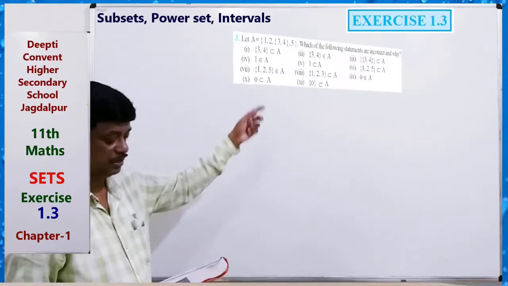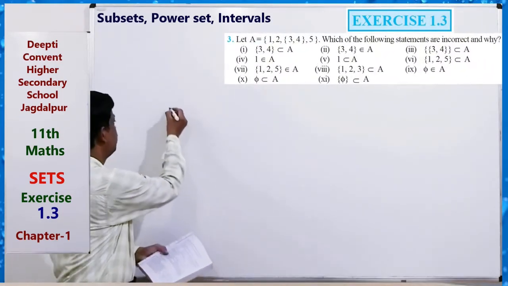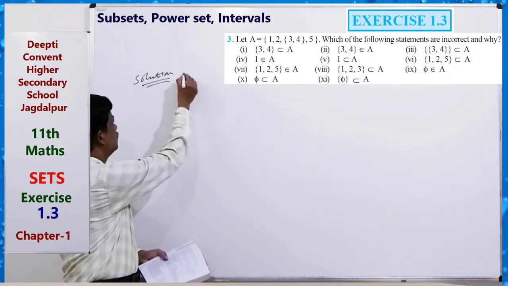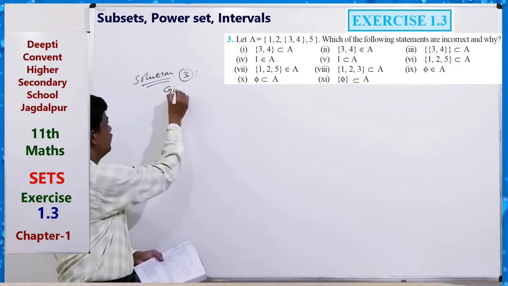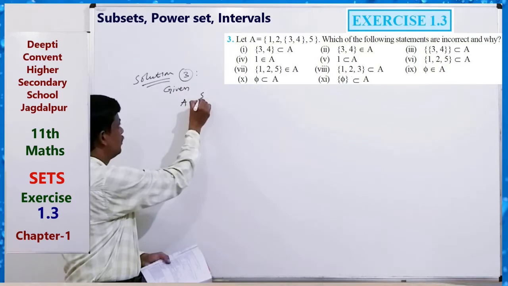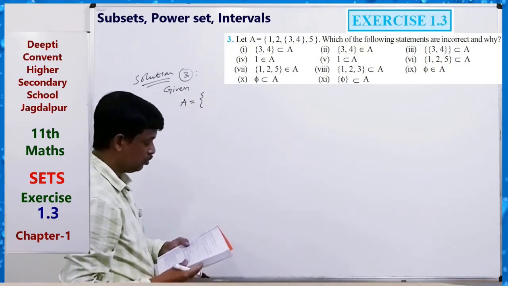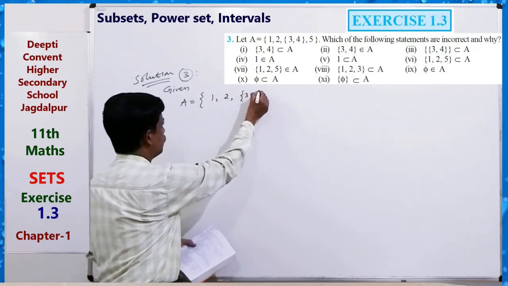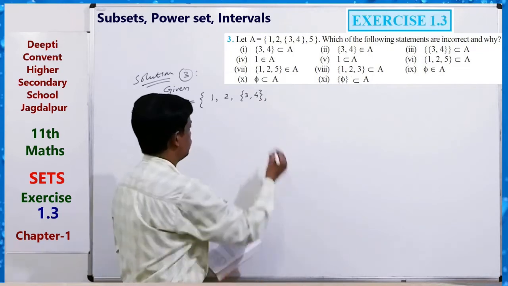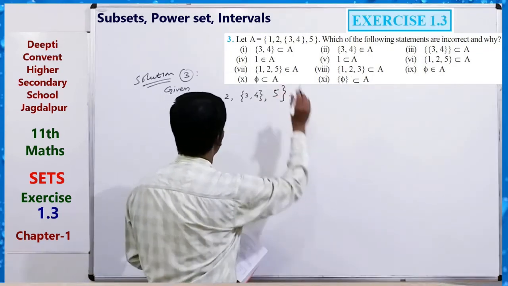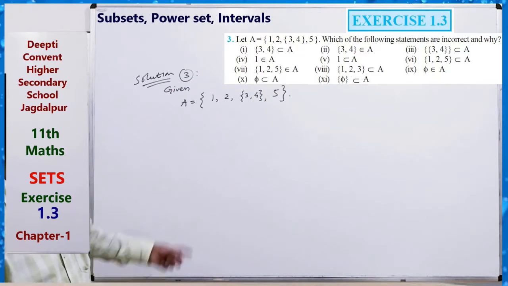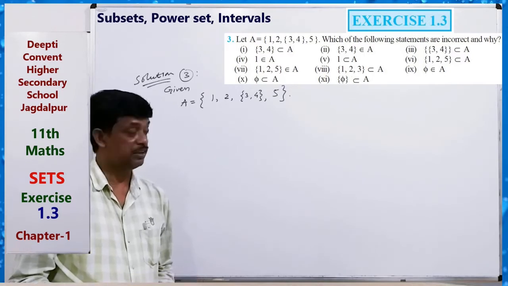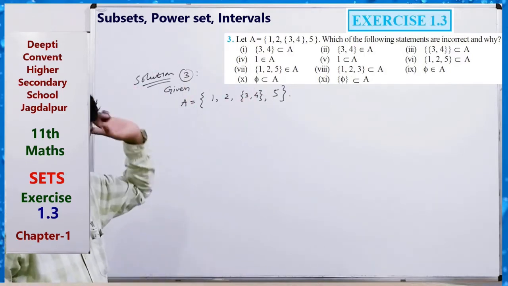What is third? In third, we are given a set A. Solution third. Given set A = {1, 2, 3, 4, 5}. This is the given set in question 1. Okay. Which of the following statements is incorrect and why? Incorrect means false. Which are false?